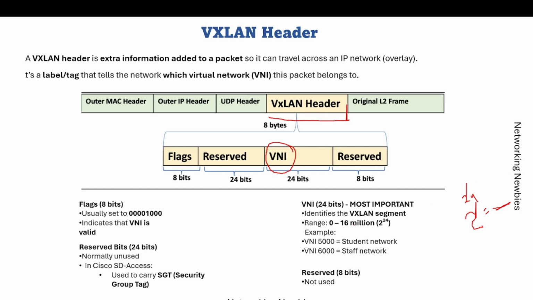We can have this many. The other things are some flag bits and some reserved bits, and in these reserved bits, in SDA, some of the bits are being used for security group tags to carry security information or identification. And we can have multiple VNIs. Let's say one VNI is for the student network and a second VNI is for, let's say, the staff network. We can have many; actually 0 to 16 million VNIs can be supported. The flag bits usually indicate that this is a valid VNI. And I think that's it.